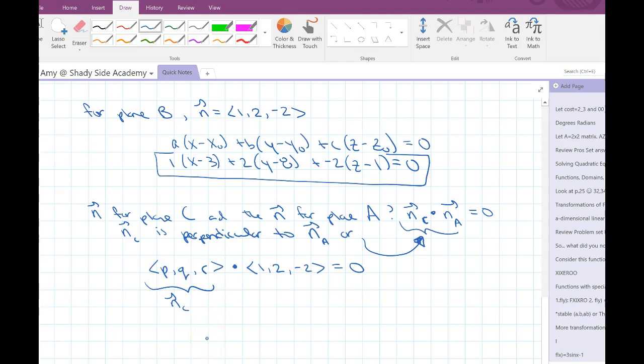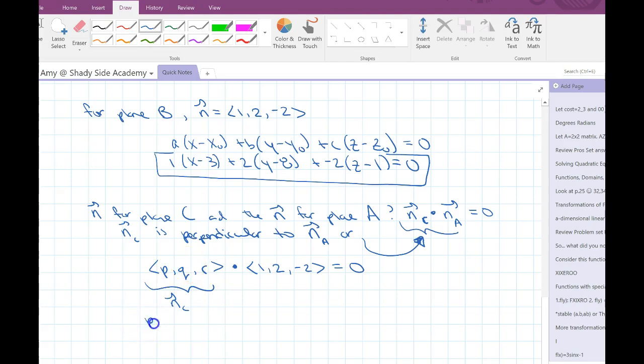Now, please don't get sassy and say, well, let's make P 0, Q 0, and R 0. No, no, no. 0, 0, 0 is not a vector. 0, 0, 0 is a point. Yes, if this were 0, 0, 0, and I dotted it with this, I would in fact get 0, but that is not at all helpful to me. However, I can say, well, let's do this.